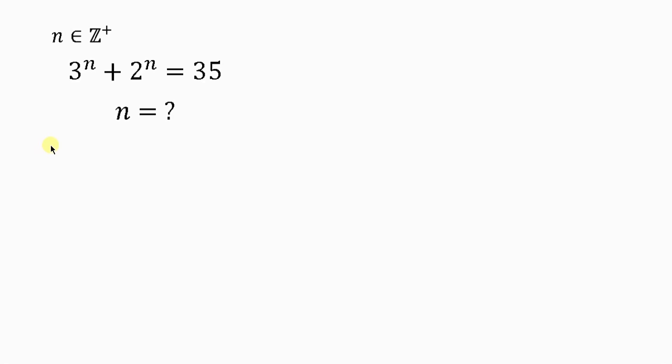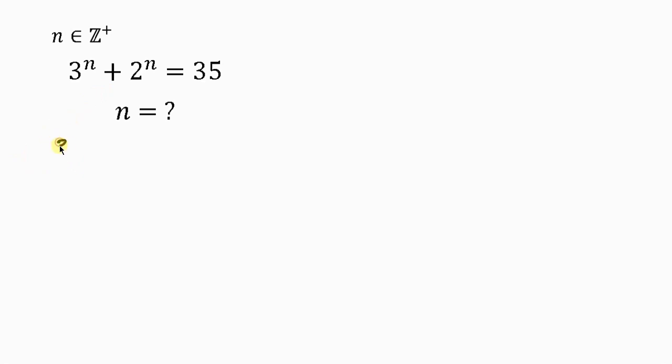Look at this nice and beautiful question on the board that we're going to be solving. The question says, for positive integer n, find the value of n for which 3 to the n plus 2 to the n is equal to 35. Well, our first step will be for us to express the left-hand side as sum of two cubes. And how do we do that?